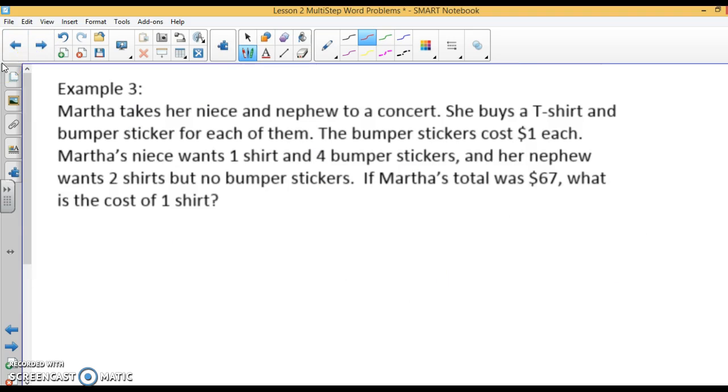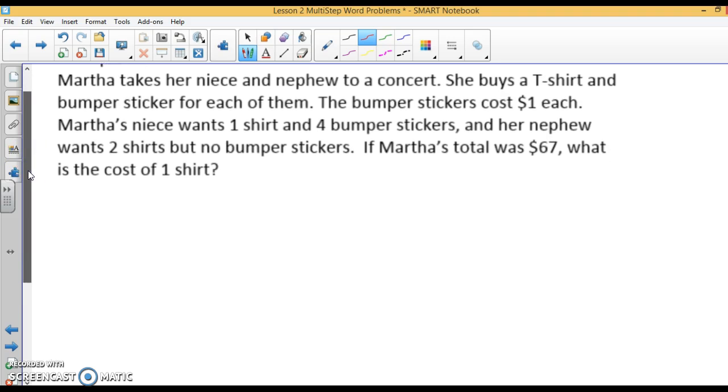All right, if you flip the page and look at number 3. Martha takes her niece and nephew to a concert. She buys a t-shirt and a bumper sticker for each of them. The bumper stickers cost $1 each. Martha's niece wants 1 shirt and 4 bumper stickers, and her nephew wants 2 shirts but no bumper stickers. If Martha's total is $67, what is the cost of 1 shirt?